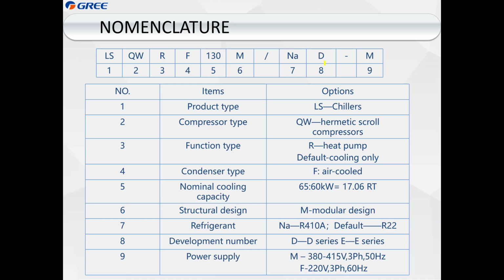D is the series name, D series and E series. The last letter represents the power supply: M is 50 Hz, F is 220 and 60 Hz. This is a different power supply. So when you see the model, you will know the power supply of the unit.